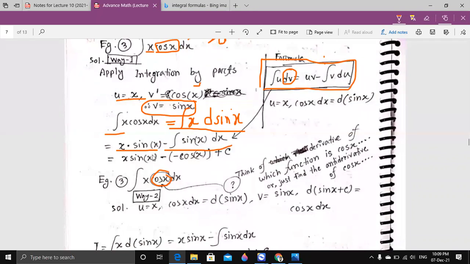So this part is the same, and the integration of sin x dx. We know from the formula that the integration of sin x dx is minus cos x plus c, okay. So finally, this is the result.